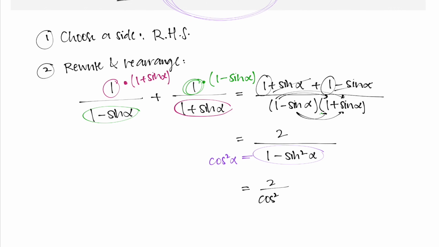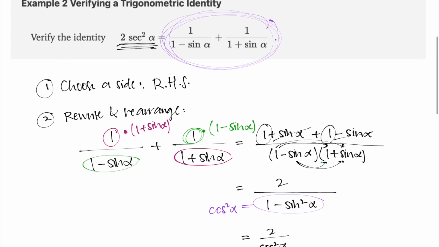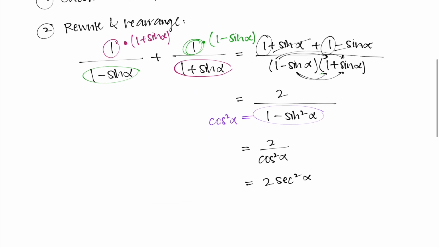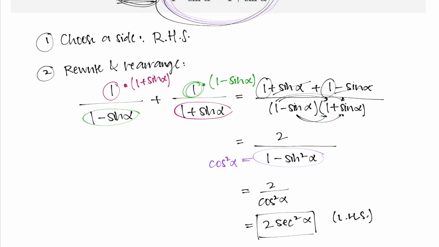So now we have 2 over cosine squared alpha. But of course, if we have a cosine squared of alpha in the denominator, or even just the regular cosine of alpha in the denominator, you could use the reciprocal identity and bring it up to the numerator as the secant. So that's going to become 2 times the secant squared of alpha. And if we go back to the original problem here, we've taken the right side of our equation, the complicated side, and we have changed it into the left side of the equation, the less complicated side. So now we can go ahead and say that this is in fact equal to the left-hand side of our problem, which means we have verified that identity.